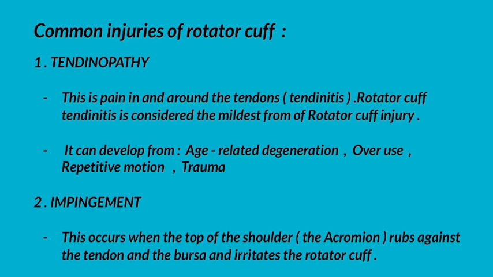It can develop from age-related degeneration, overuse, repetitive motion, trauma. The second injury is impingement. This occurs when the top of the shoulder, it means the acromion, rubs against the tendon and the bursa and irritates the rotator cuff.